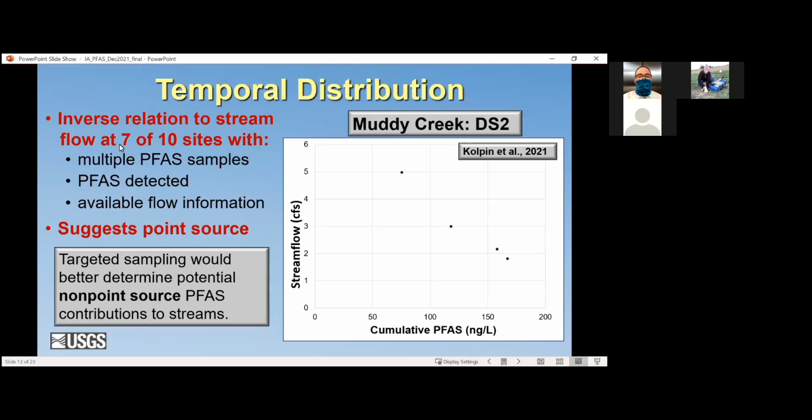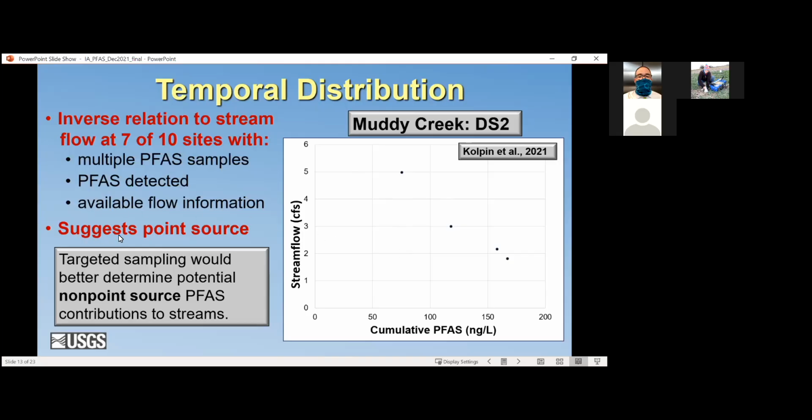And of those 10, 7 actually seem to have an inverse relation to stream flow. And again, going back to Muddy Creek, we sampled Muddy Creek multiple times. This is just one example. I think this was from July. You can see that there is a strong inverse relation. As stream flow decreased, the cumulative PFAS concentrations increased. Now, keep in mind, yes, this is only a very narrow range in flow, from just below 2 to about 5 CFS. So will this same trend hold as you get higher flows? That's yet to be seen, but at least it demonstrates that we do have this inverse relation to flow.